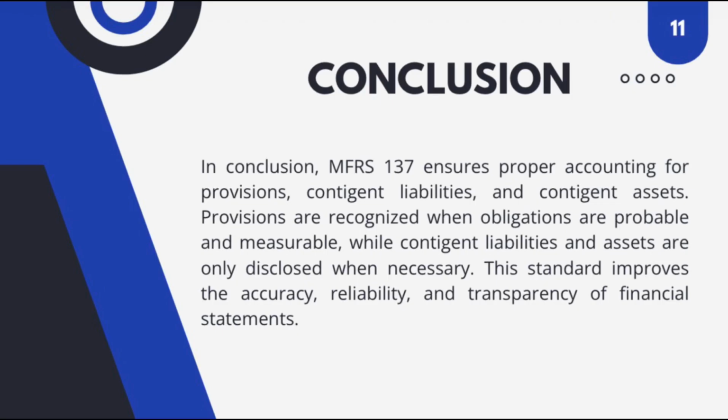In conclusion, MFRS 137 ensures proper accounting for provision, contingent liabilities, and contingent assets. Provisions are recognized when obligations are probable and measurable, while contingent liabilities and assets are only disclosed when necessary. This standard improves the accuracy, reliability, and transparency of financial statements.